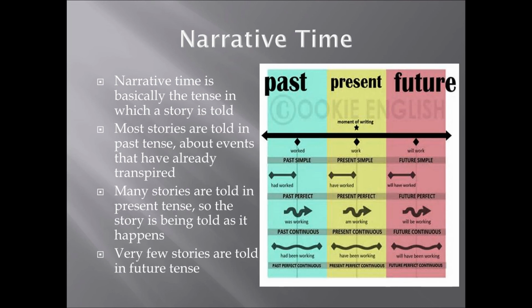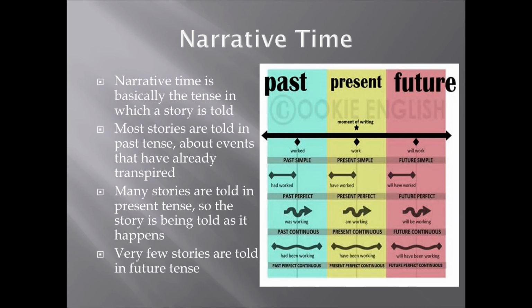Narrative time is basically the tense in which a story is told. Most stories are told in past tense about events that have already happened, they've already transpired. But there are still many stories that are told in present tense. So the story is being told as it happens, right? And there are very few stories told in future tense. Let's think of some examples, right?